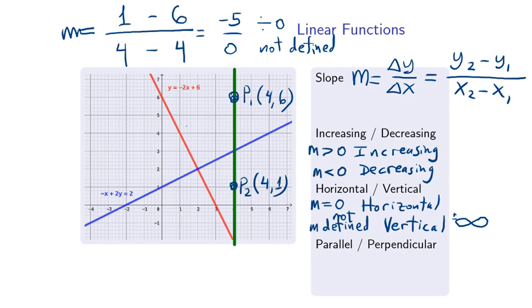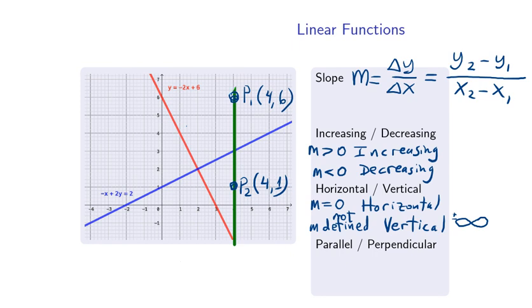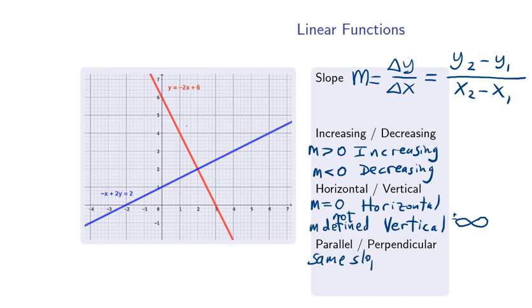Okay, now let's look at one more topic, and that's parallel and perpendicular lines. Now, parallel lines have the same slope. And if you look at this example, you can see in this example that these 2 lines are perpendicular. They're at a 90 degree angle. And let's see what happens with the slope.